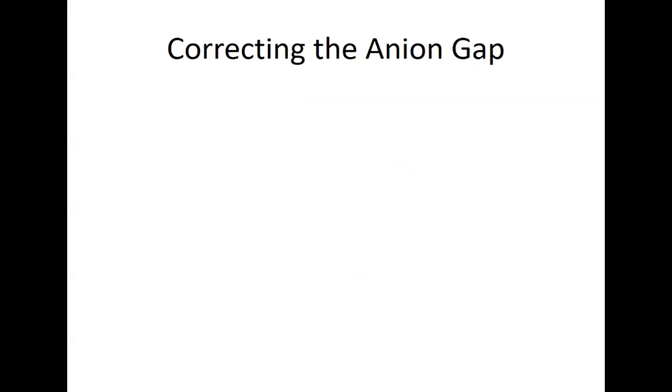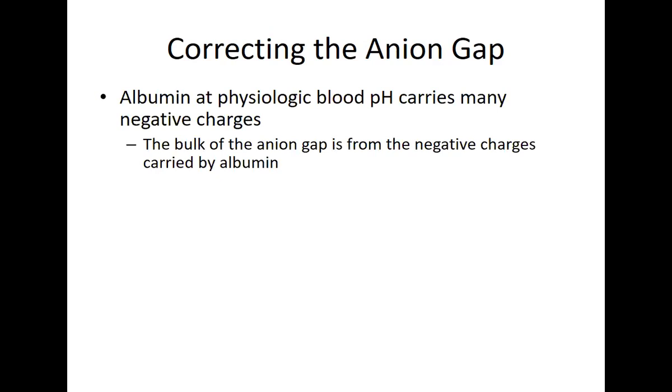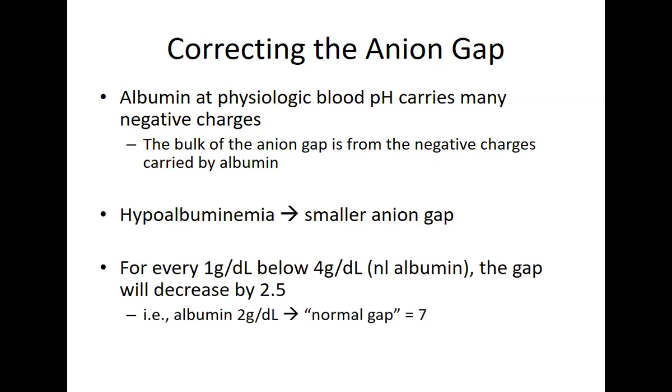But you have to correct your anion gap. Now, this is a little bit controversial, but the majority of your anion gap is made up by albumin, the negative charges on albumin. So if you have low albumin, your gap will be smaller. The classic equation is for every gram per deciliter below 4, which is your normal albumin, the gap will decrease by 2.5. So if you have an albumin of 2, that's less albumin, your anion gap will be smaller. So that person's normal gap will be 7. So you have to adjust the gap for the albumin.